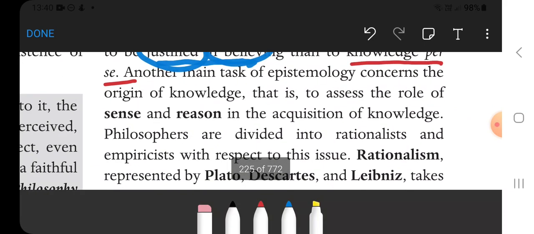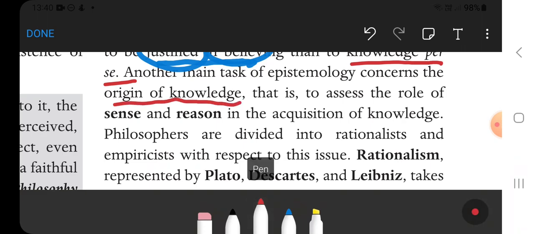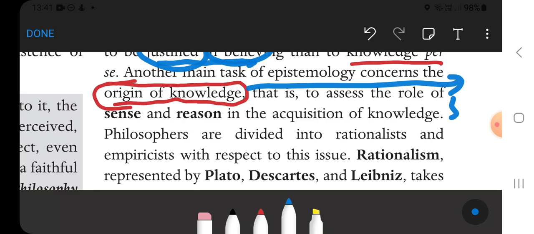Another main task of epistemology concerns the origin of knowledge. Okay, so where does knowledge come from? Origin of knowledge means sources of knowledge. That's an important topic as well. Sources of knowledge.